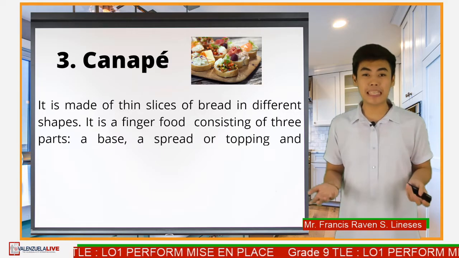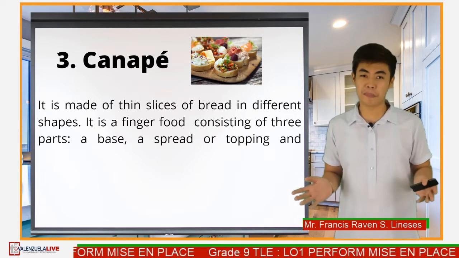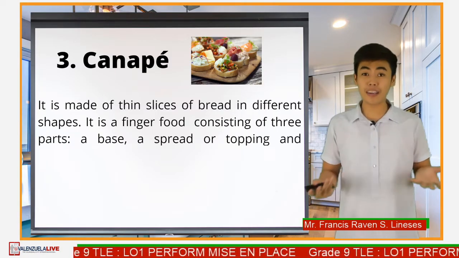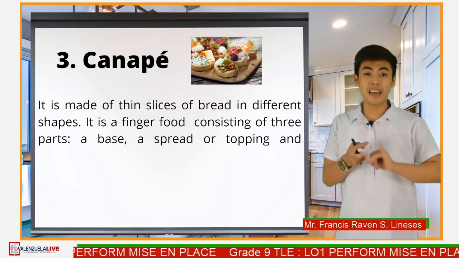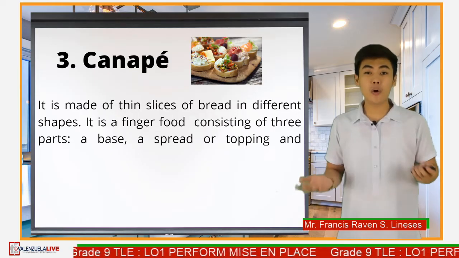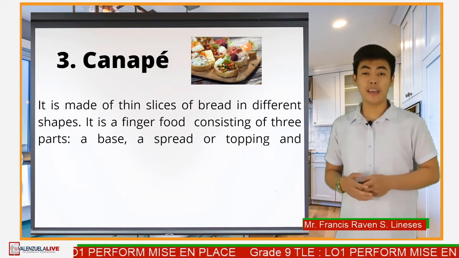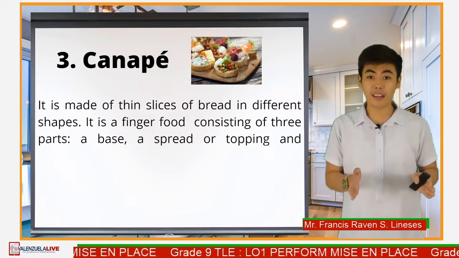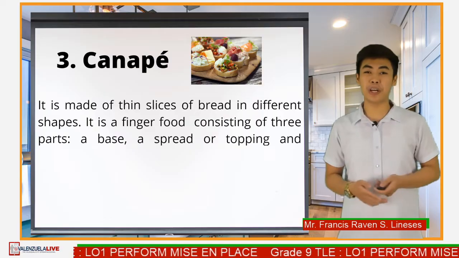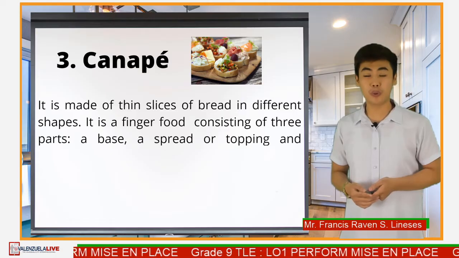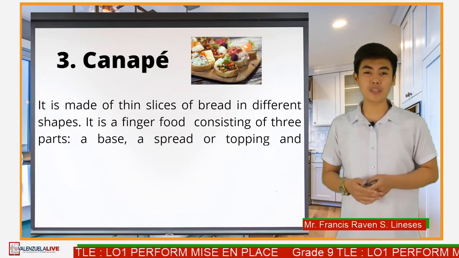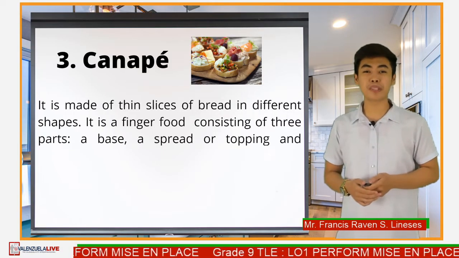Okay? So next, number 3, we have the canape. It is made of thin slices of bread in different shapes. It is a finger food consisting of 3 parts. So what are those? We have the base, a spread, and a topping and garnish. They can also be served hot or cold and with no specific set recipe because you can choose and select the combination of ingredients you want to prepare. The larger version of it is called zakuskis after the name of Chef Zakuski.